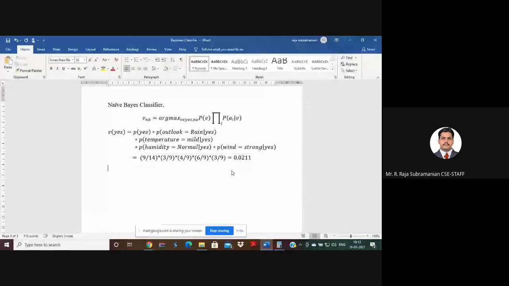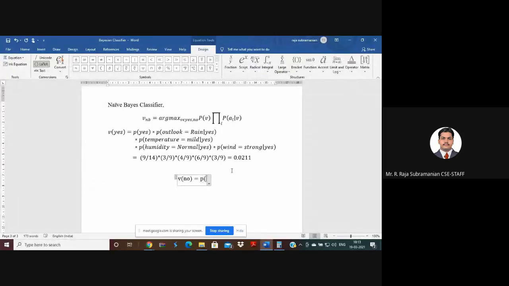Now we have the same thing. I will be doing it for V underscore NB also. So we know it will be probability of no into probability of outlook equals rain given no, into probability of temperature equals mild given no, into probability of humidity equals normal given no, into probability of wind equals strong given no.